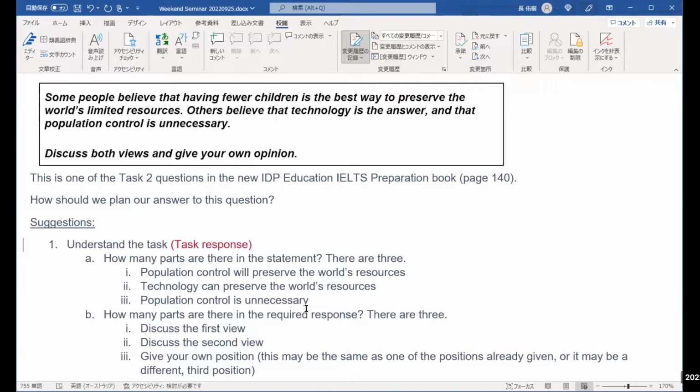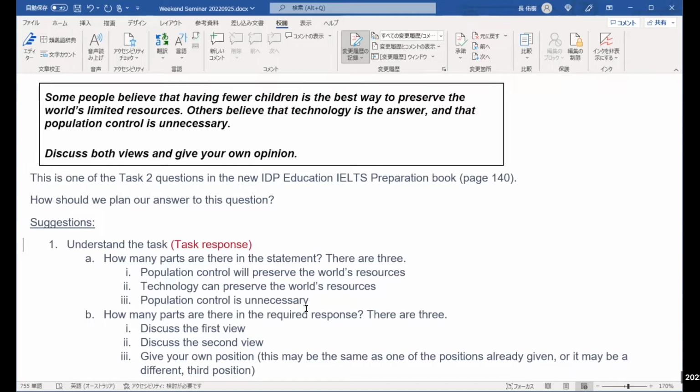So here is the question. Again, always in IELTS task 2, we begin with a statement. And the statement is, some people believe that having fewer children is the best way to preserve the world's limited resources. And this statement continues. It's a complex statement because it has two parts. Others believe that technology is the answer and that population control is unnecessary. So this is quite a complex statement to begin with.